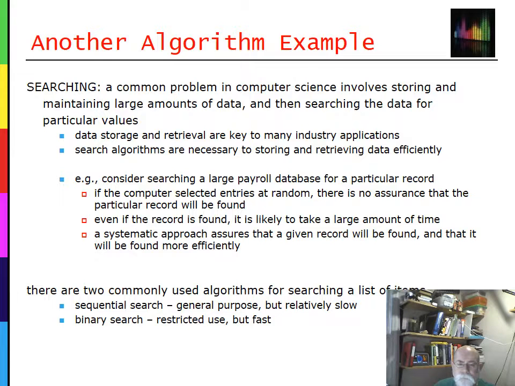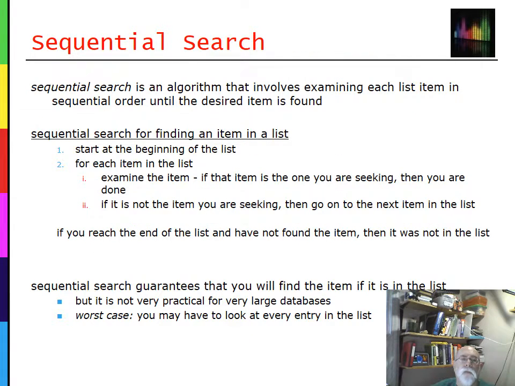So there are 2 common approaches that we use as we begin to refine the algorithms. There is the sequence search, which is a nice general purpose but very slow, versus a binary search, which has restricted use but is fast. So let's look at those. In the sequence search, you start at the beginning and you go to the end, or you go until you find the record.